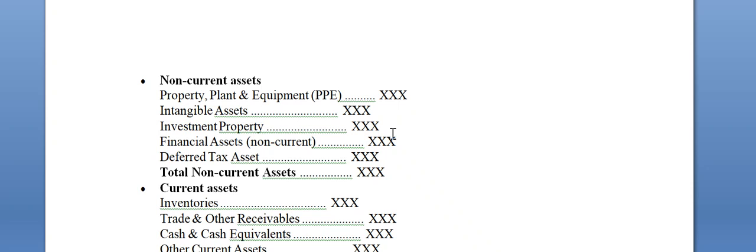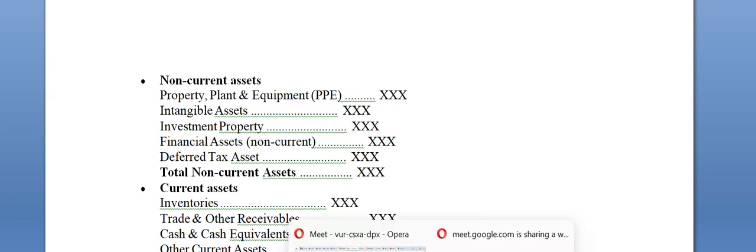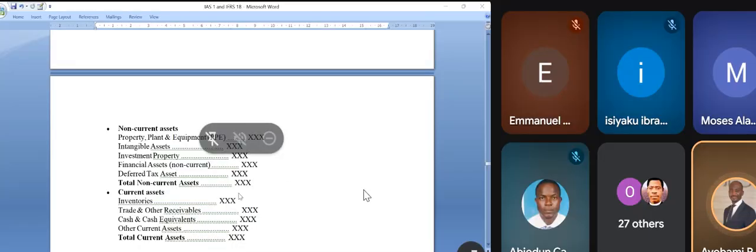So always know that if you are given items under non-current assets, like they give you land separate, building separate, vehicle separate, plant separate, any of the non-current assets, you are allowed to aggregate them, put them together as a line item. Group them together, and that's what we call aggregation.